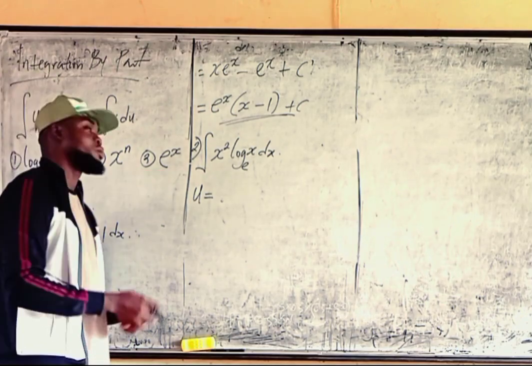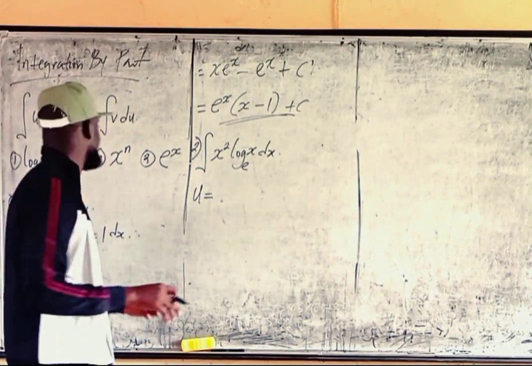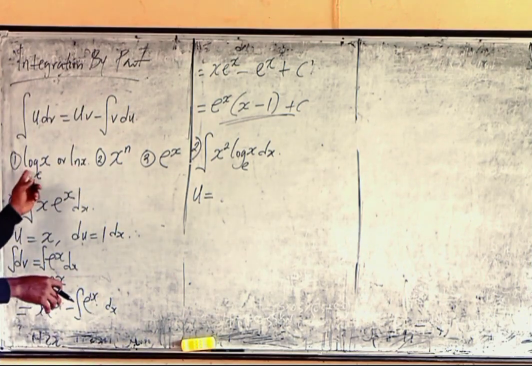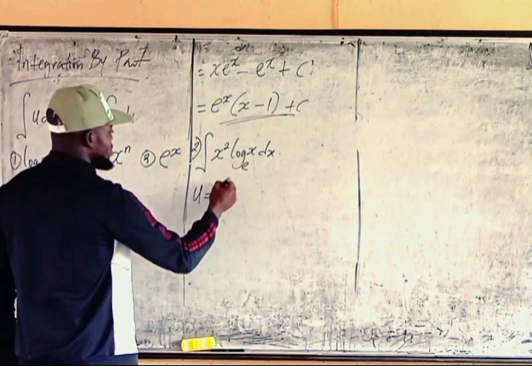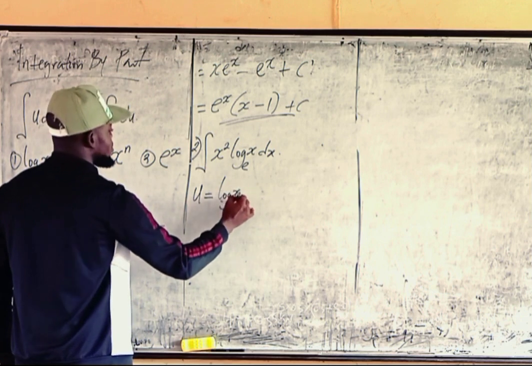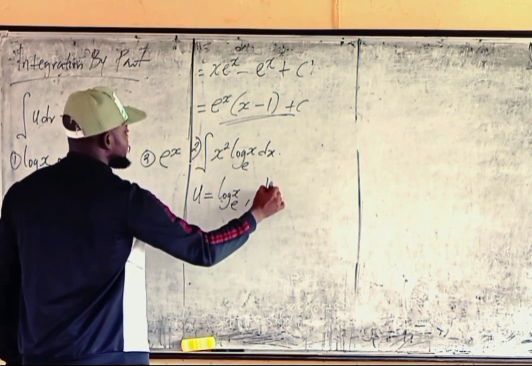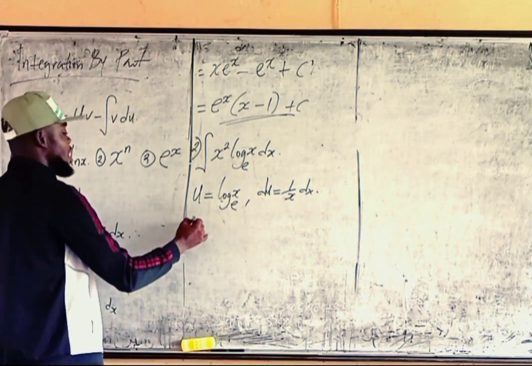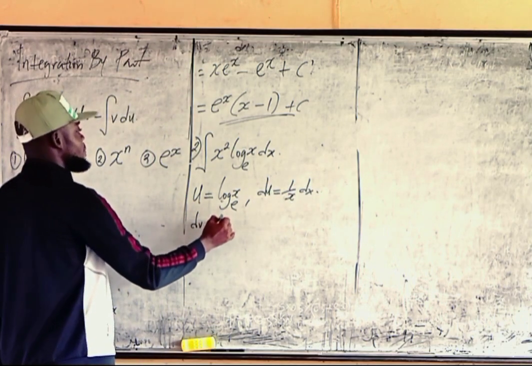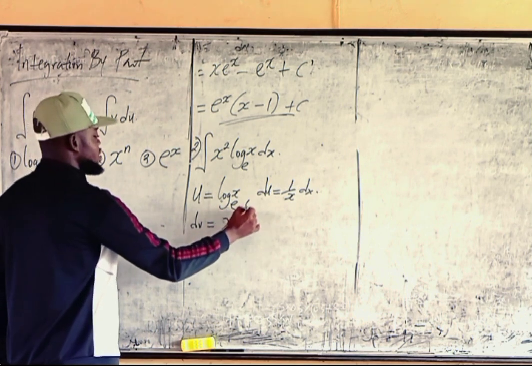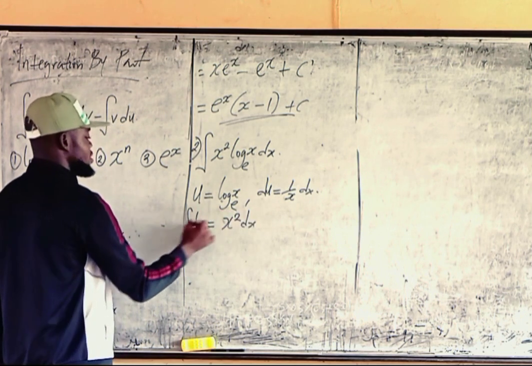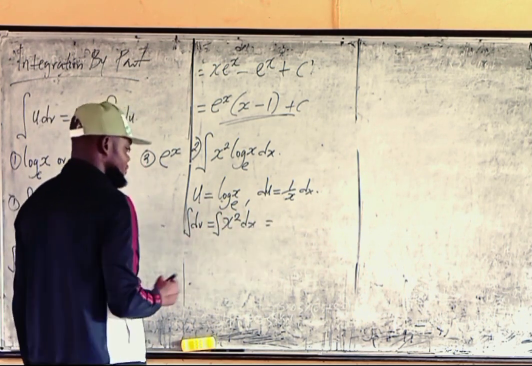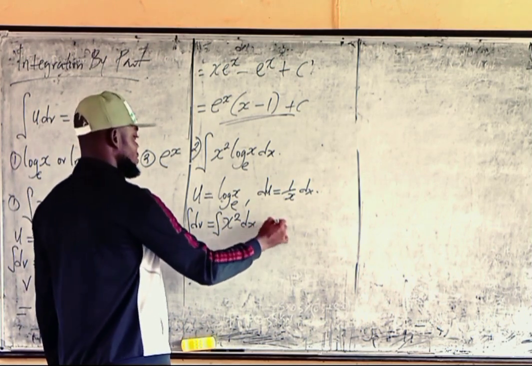So you choose the appropriate u. What's our u here? The logarithm should be the first thing we choose as u. It's present here, so our u should be log x to base e. That will be our u. If you differentiate this one, you get 1 over x dx. Now our dv will be x squared dx. So if you integrate both sides, we're going to have something like this.